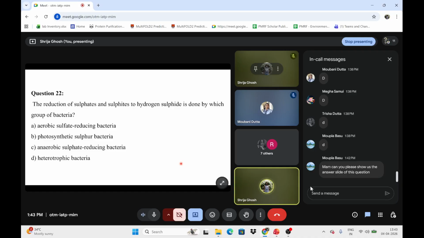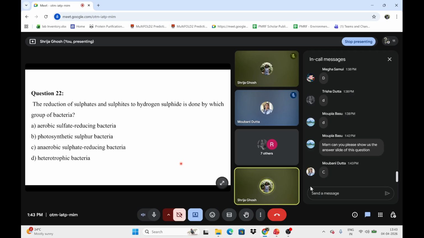Reduction of sulfates and sulfides to hydrogen sulfide is done by which group of bacteria? We had already discussed the Winogradsky column, so you should be able to answer. Option A, aerobic sulfate reducing bacteria. Option B, photosynthetic sulfur bacteria. Option C, anaerobic sulfate reducing bacteria. And option D, heterotrophic bacteria.